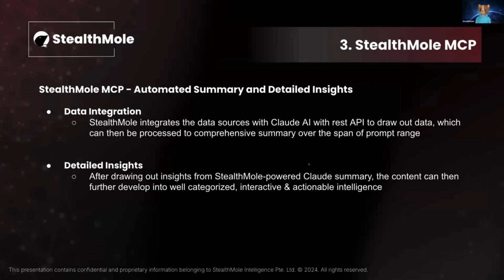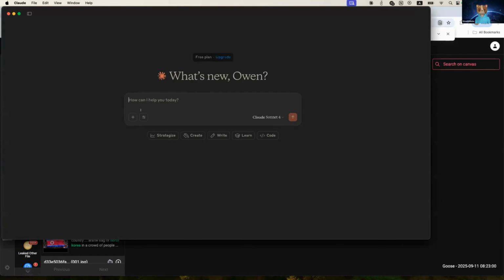Now we're moving on to our last AI feature. So presenting StealthMole MCP. This will provide an automated summary and detailed insights. How do we do this? By having data integration. StealthMole integrates the data sources into Cloud AI with our REST API to draw out the data, and then it can be processed into a comprehensive summary within the limits of what you put in the prompt.